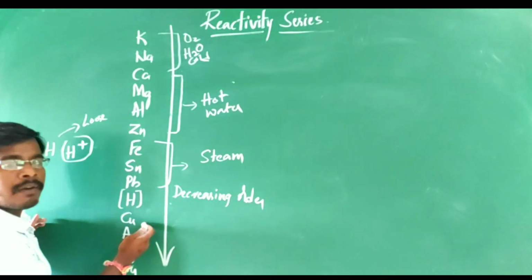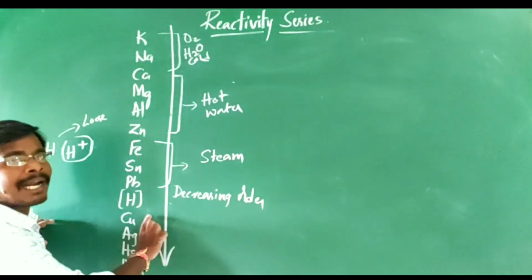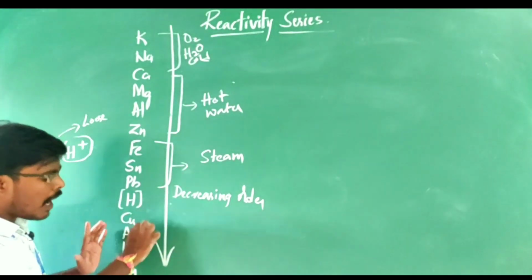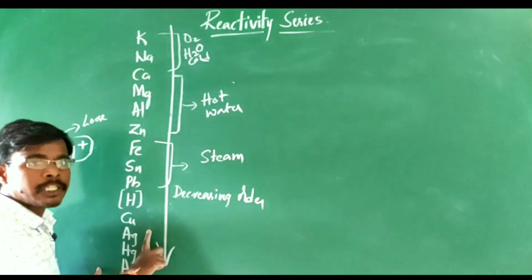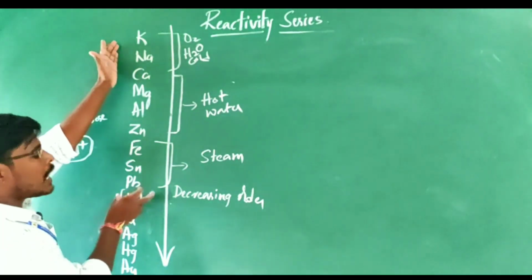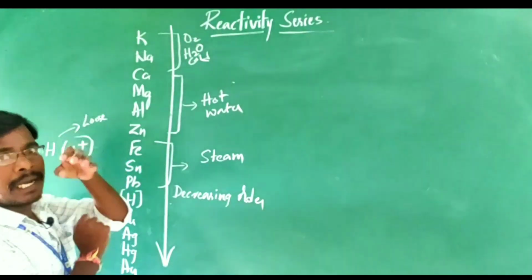Then after hydrogen we have copper, silver, mercury and gold. All these are low reactive elements, and except copper and mercury, they will not be in a combined state; they will be in a free state. The elements which are above hydrogen are high reactive elements, and they will always be in the combined state.